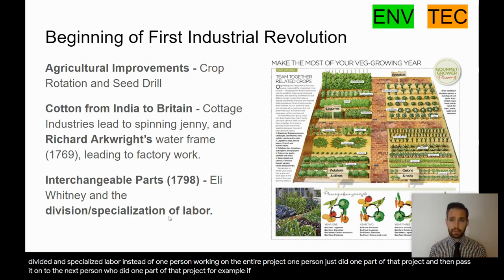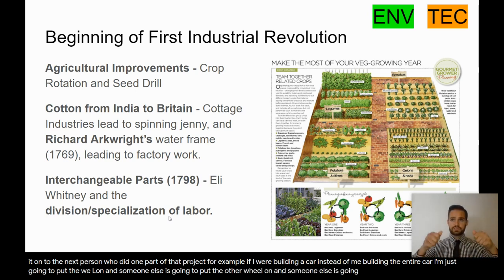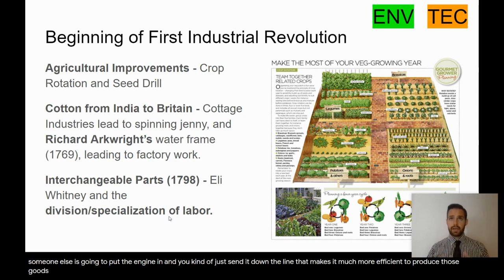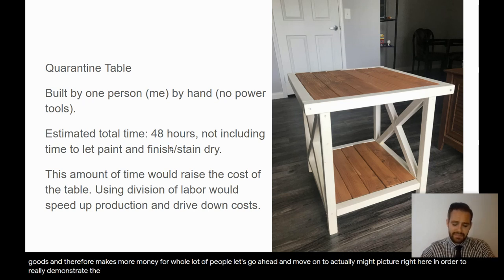For example, if I were building a car, instead of me building the entire car, I'm just going to put the wheel on, and someone else is going to put the other wheel on, and someone else is going to put the steering wheel in, and someone else is going to put the engine in, and you kind of just send it down the line. That makes it much more efficient to produce those goods and therefore makes more money for a whole lot of people.